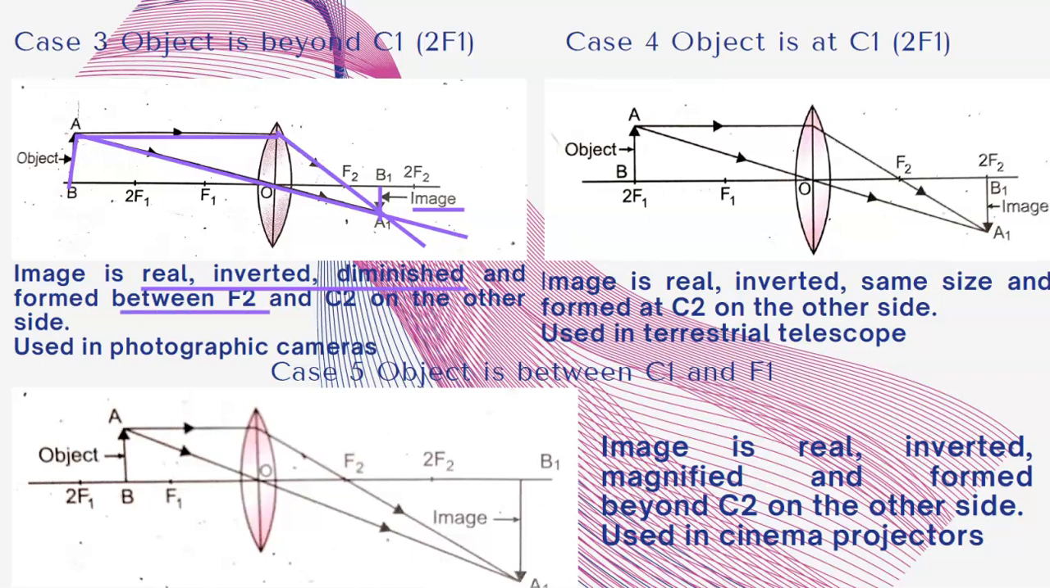Also, it is formed between F2 and C2 on the other side of the lens. The use of this case is in photographic cameras. This particular case of the lens is used in photographic cameras.